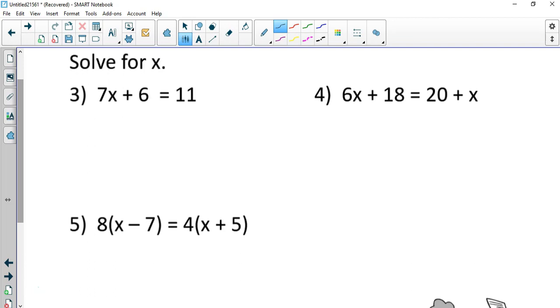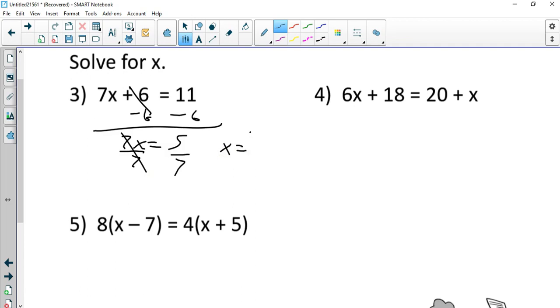So, solve. Again, we get rid of the addition first, minus 6. That gives me 7x equals 11 minus 6 is 5. Oh no, 5 is not divisible by 7. That's okay. We can leave an answer as a fraction. 5/7.